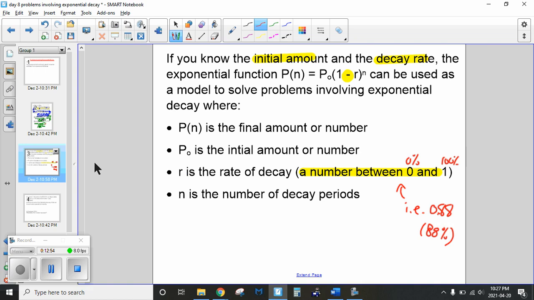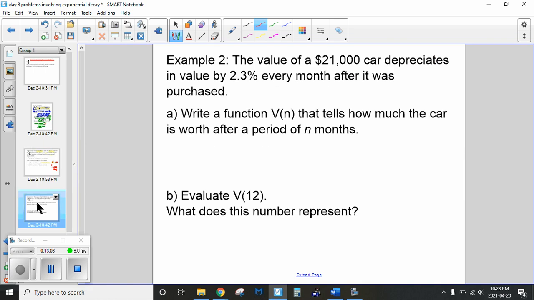Alrighty, so we're going to do 2 more questions. And the next one, we're going to have to come up with the formula on our own. And then the last one, we're going to have the help of a graph. And they're all going to be decay. Alrighty, so the value of a $21,000 car depreciates by 2.3% every month after it was purchased. So you're losing 2.3% of the value every month.